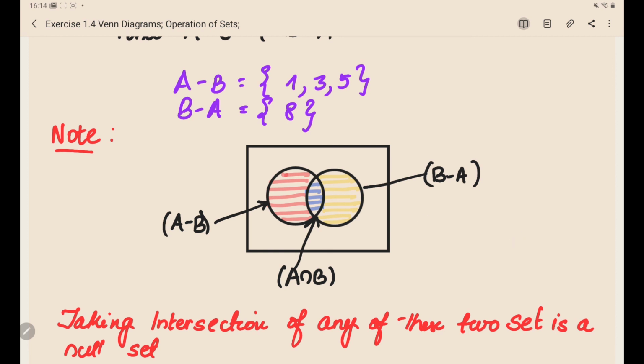So that is what is said about these three sets. You can see that that's why I have denoted them with three different colors. If you take the intersection of any of these sets, that is A minus B intersection A intersection B, you will get the null set. Why? Because you can't see any common elements between these sets, right? There are no common elements. They are three different separate sets.